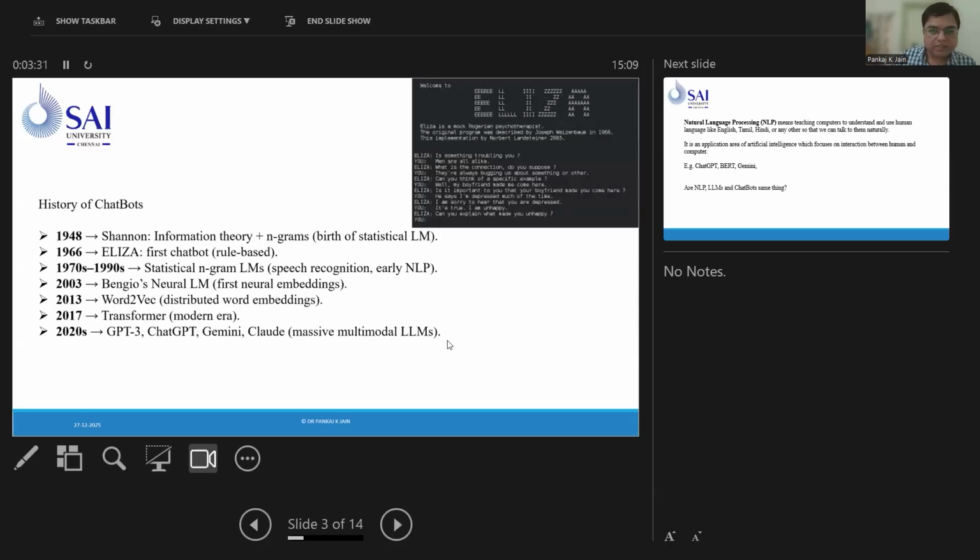We will see the history of chatbots. If you think that all these developments in the area of large language models, which you call ChatGPT or Perplexity or Gemini, are very new, you are completely wrong. These developments are not very new; they go back many decades. The history of chatbots started in 1948. It was founded on Shannon's information theory, where he conceptualized the language model with statistical parameters.